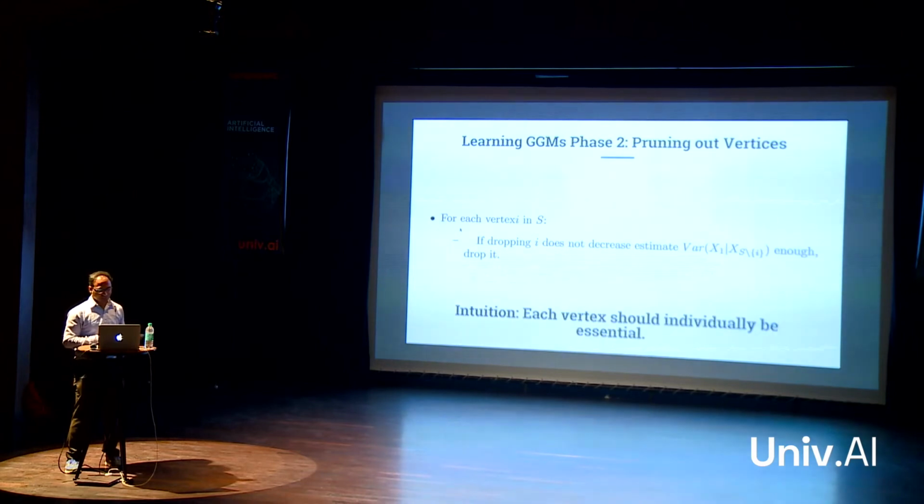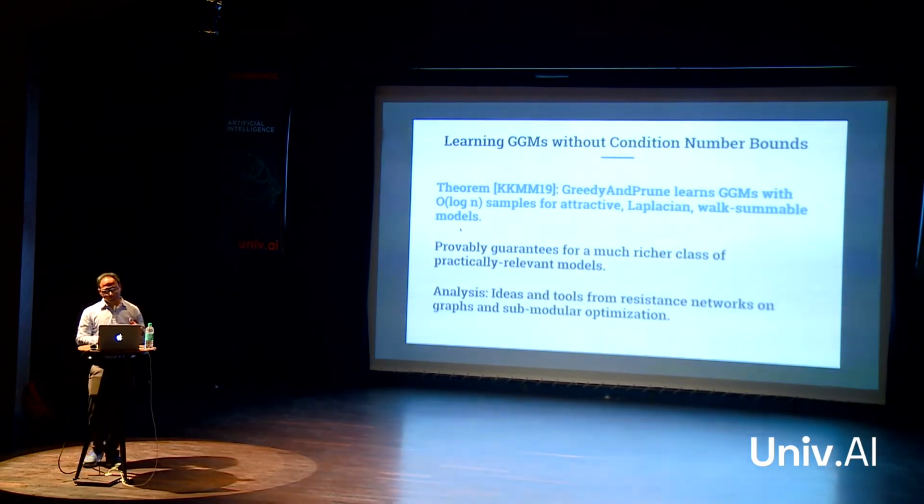And that's the whole algorithm. And what we show is that this simple algorithm actually learns Gaussian graphical models with only a logarithmic number of samples under a wide class of models that includes all the things that people looked at before and more things that weren't known to be learnable efficiently. And the analysis of this algorithm actually uses ideas and tools both from probability as well as graph theory, especially on viewing graphs as resistance networks and so on, and from submodular optimization, which is another field within optimization.